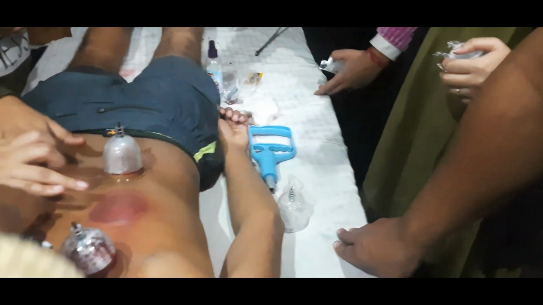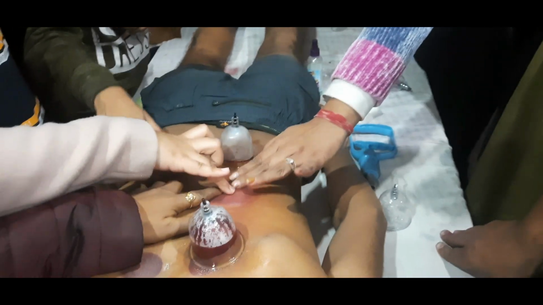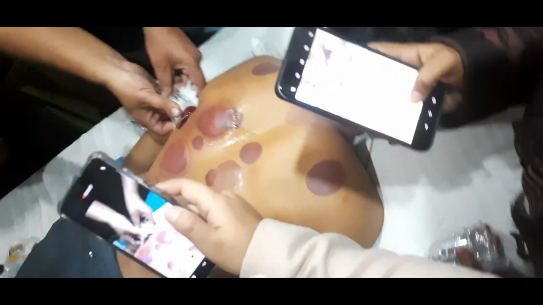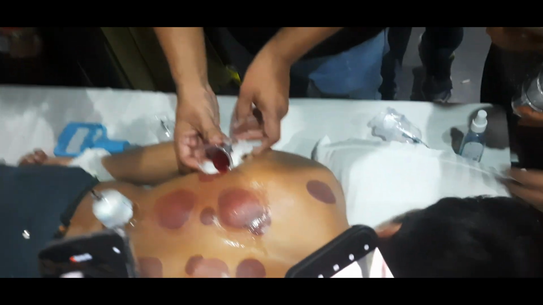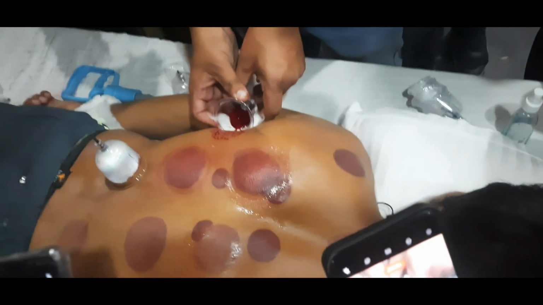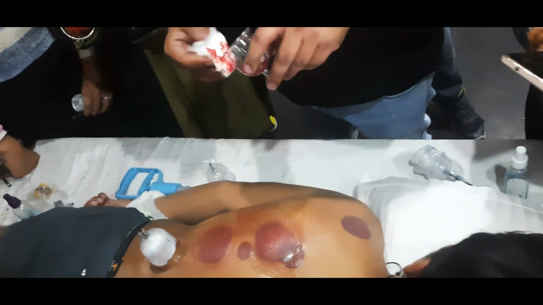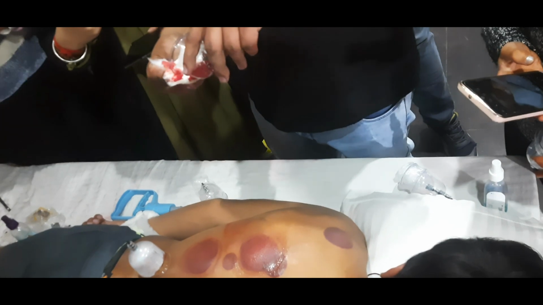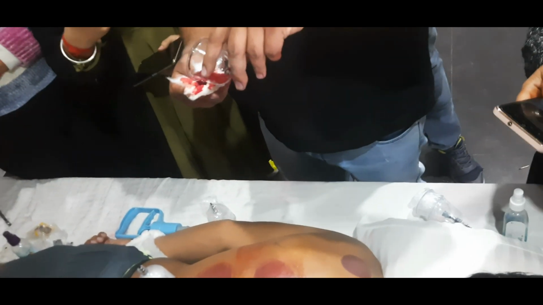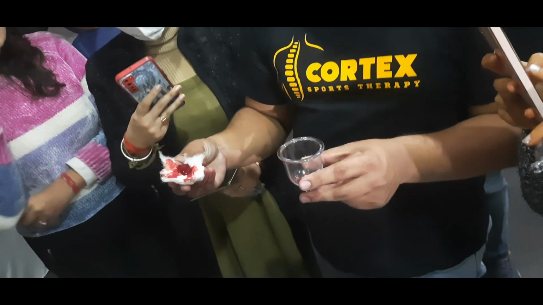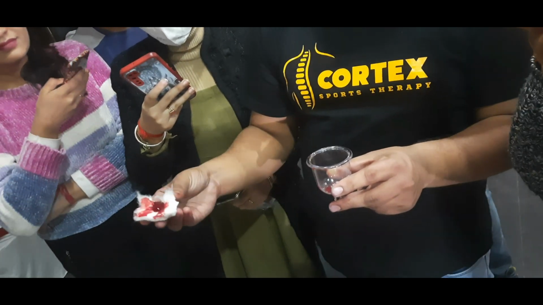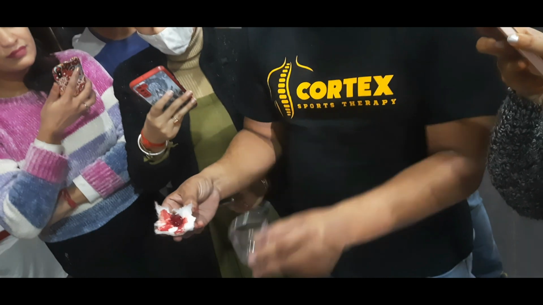Oh. God. Yeah, this is blood and this is toxin. See, the cotton is not able to absorb that. Only like 3 to 4 ml of blood.